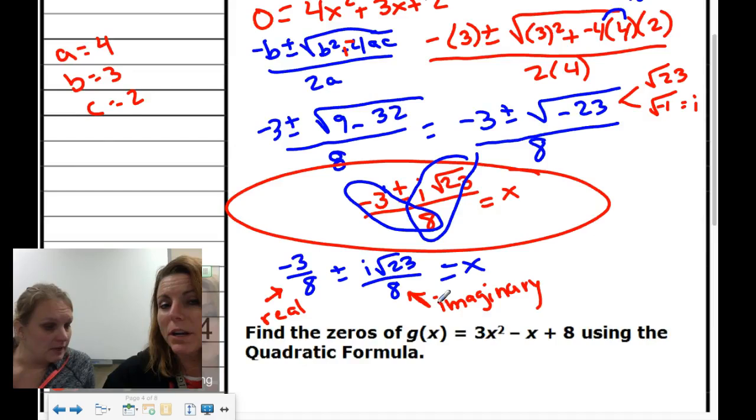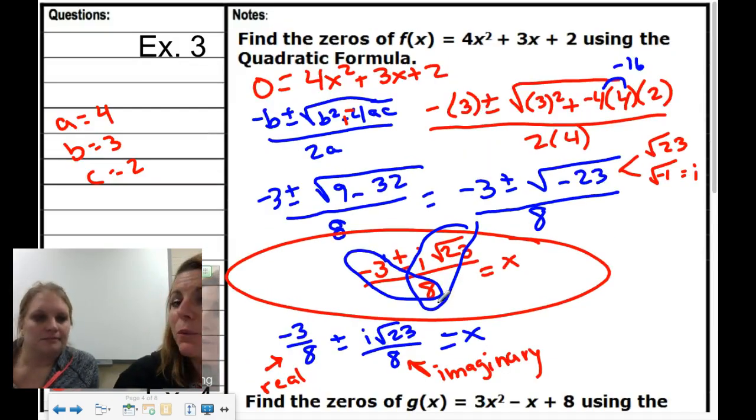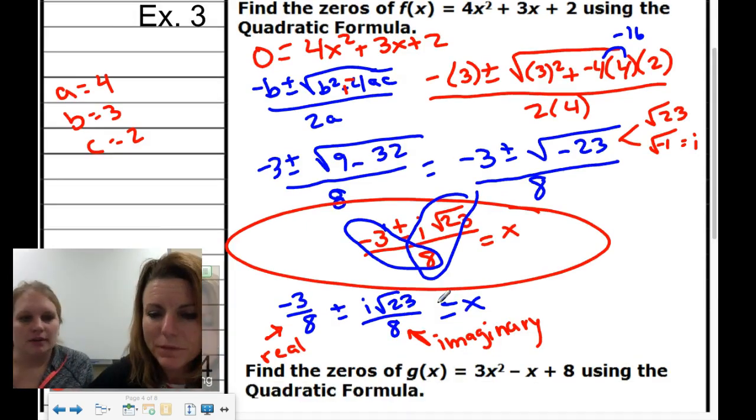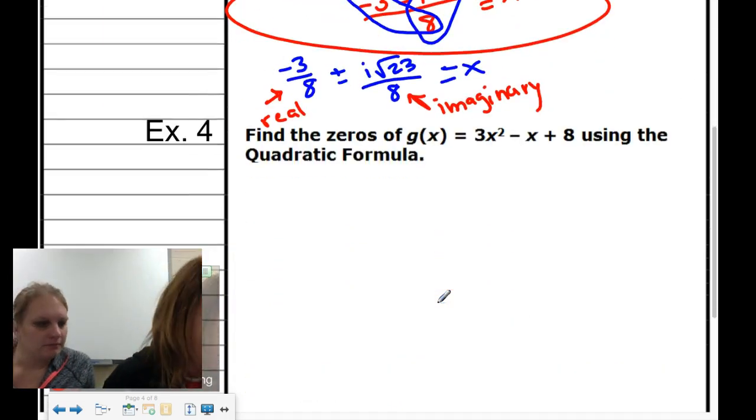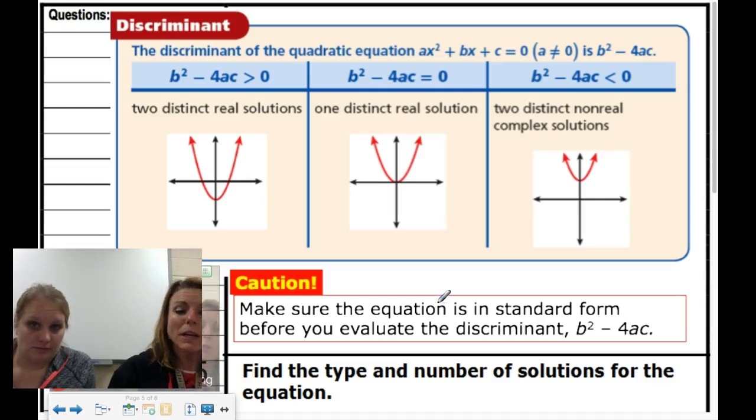Oh, one other thing I wanted to emphasize. Notice, you see that 4 out front? When we completed the square, remember, we had to get rid of that 4. With the quadratic formula, you don't. A can be greater than 1. Okay, I wanted to mention that. So I think we can skip example 4 and save it for class. Perfect. And now, notice this. We talked about the discriminant.